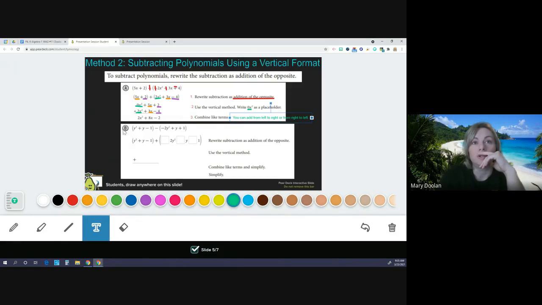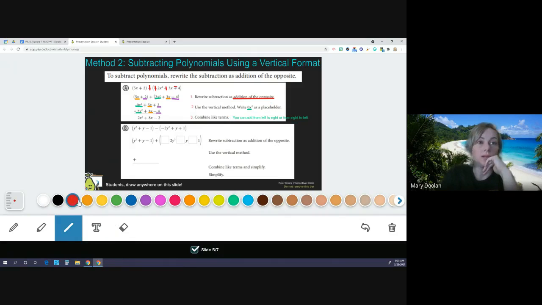Right, and so if we look at the second example up here, we have y squared plus y minus 1 minus negative 2y squared plus y plus 1. So this is a subtraction of polynomials. Our first step here is to rewrite it as addition of the opposite. So you would change this to addition, but then you have to change the sign of every term in the second polynomial.